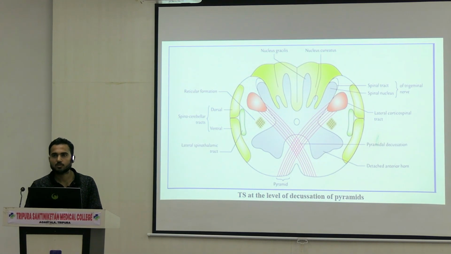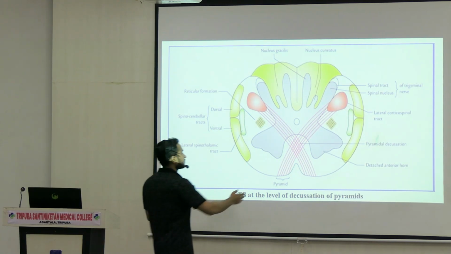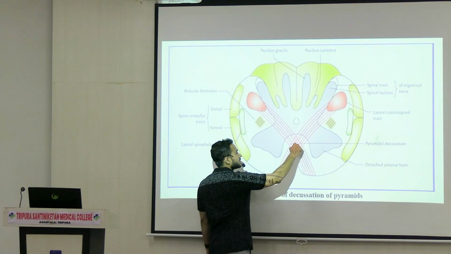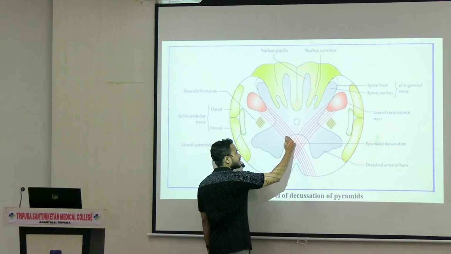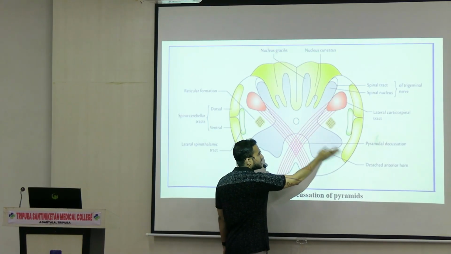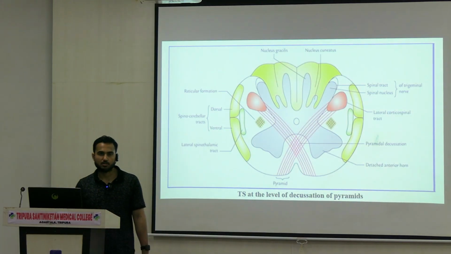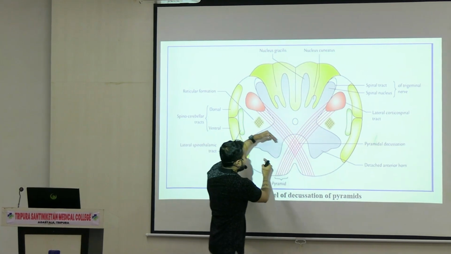Now, when the decussation is taking place, what happens? The fibers detach the anterior horn. See, the fibers are coming like this, and the decussation is taking place. At that time, this anterior horn is detached from the central gray matter. So this detached anterior horn of the central gray matter, what will it do?